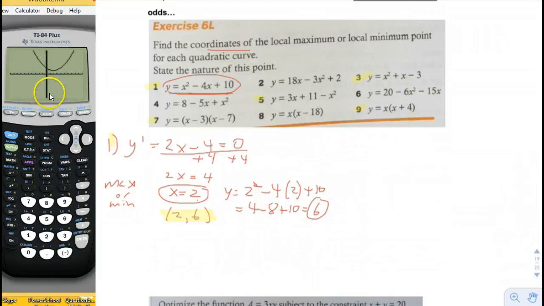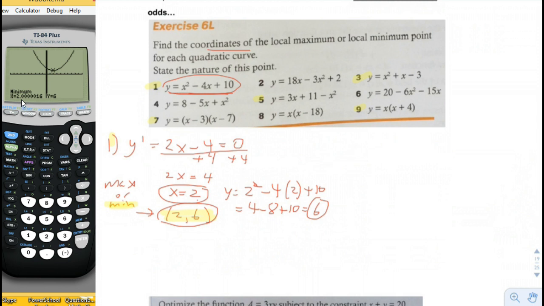To find this point here, you would do second calc, minimum, and then you would say the left boundary could be here, and the right boundary would be on the right side of the valley. And so we could use that for our guess. And the answer is x equals 2, y equals 6. Hey, what do you know? That's the same thing. Okay, so the coordinate, which is the minimum, is going to be 2 comma 6.